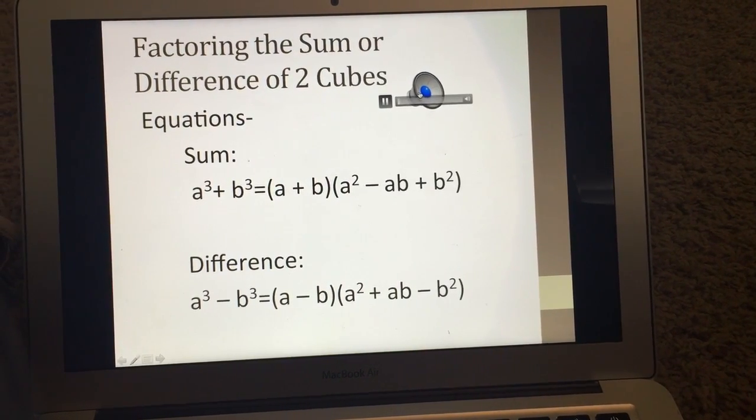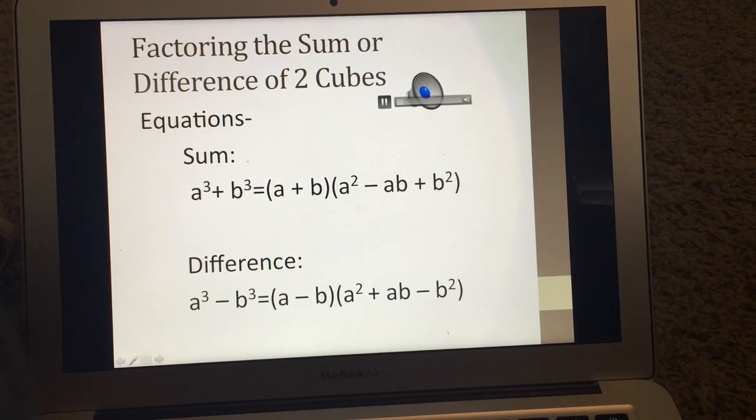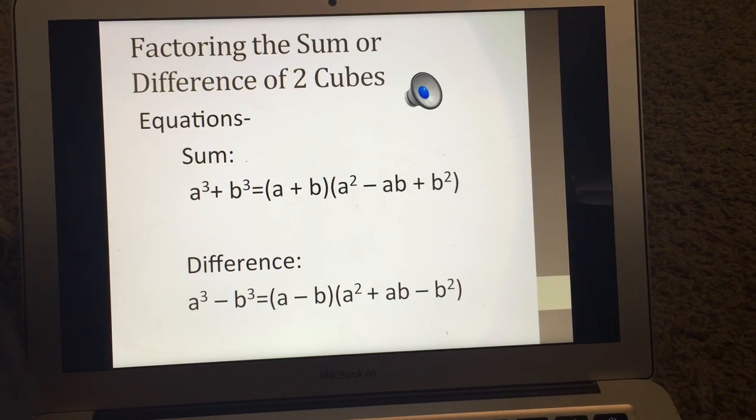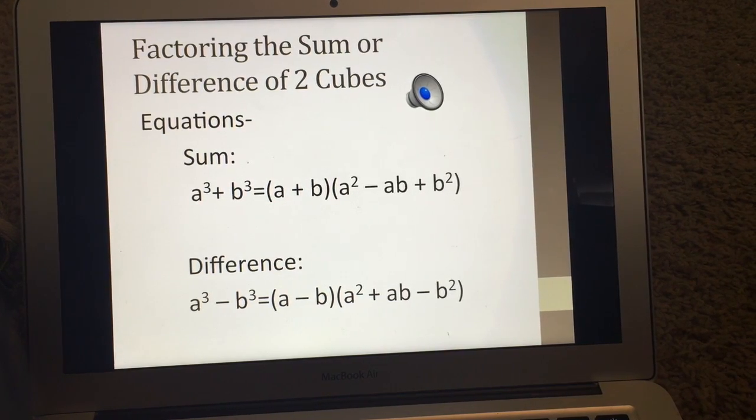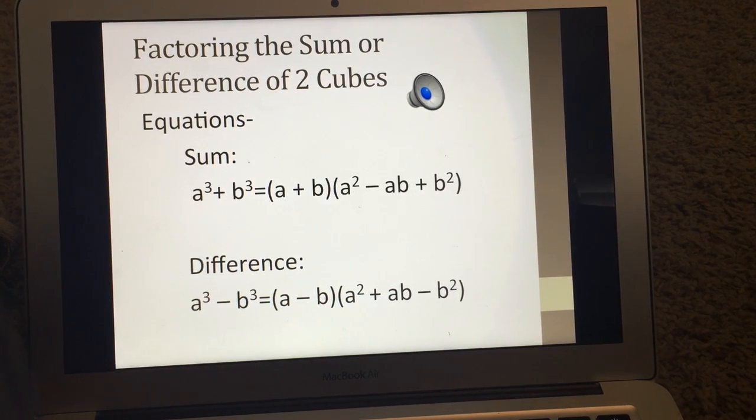So for the next problem, you're going to need to know these two equations. So if it's a cubed plus b cubed, you want to use the sum equation, which is a plus b in another parentheses a squared minus ab plus b squared. And if it's a cubed minus b cubed, you want to use the difference equation, which is a minus b, and then in another parentheses a squared plus ab plus b squared.